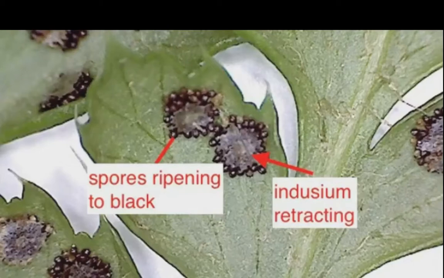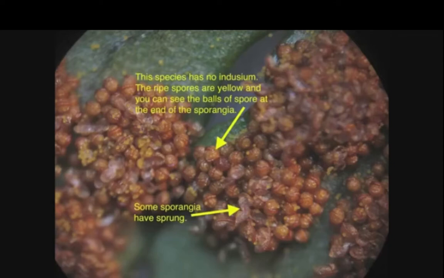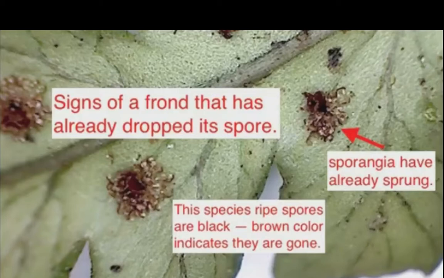1. The spores have turned to the color that indicates ripeness for that species. 2. The indusium, if any, is at least partially retracted or fallen off. 3. Some of the sporangia may have sprung, which indicates the sori are really getting ripe. But bottom line, if you collect it and you get spores, it was ripe. And of course, these same indicators can be used to tell you when a frond has gone past its prime.